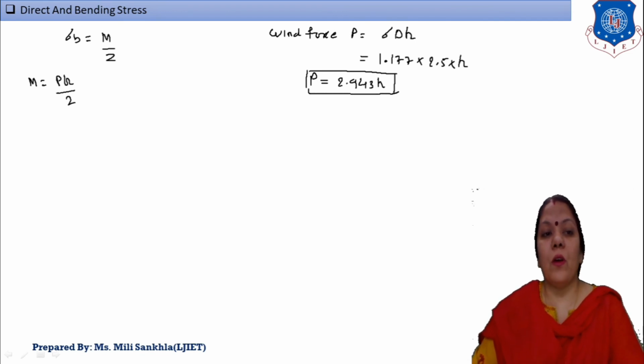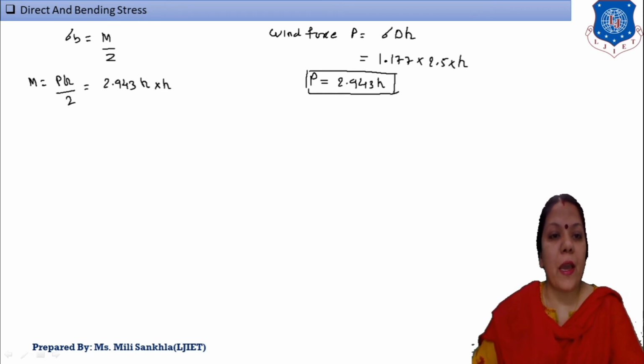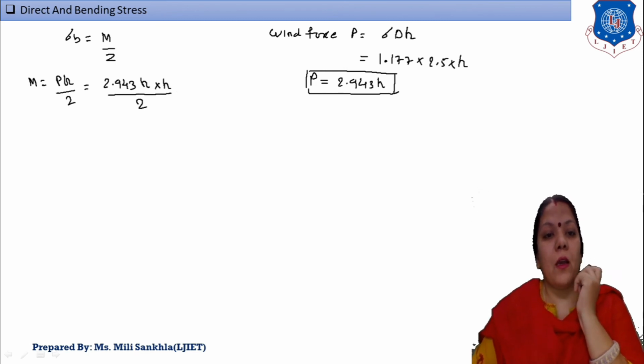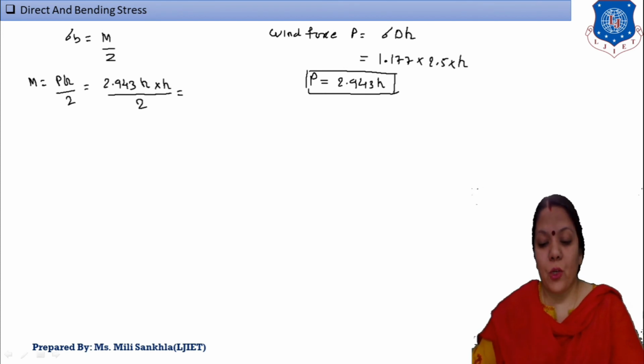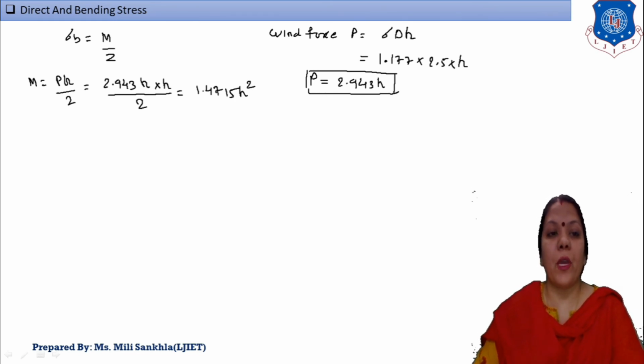Now one by one, we recently found P is equal to 2.943 H, so M is equal to 2.943 H into H divided by 2. The answer of this M is equal to 1.4715 H square. Now we find out the value of this Z.